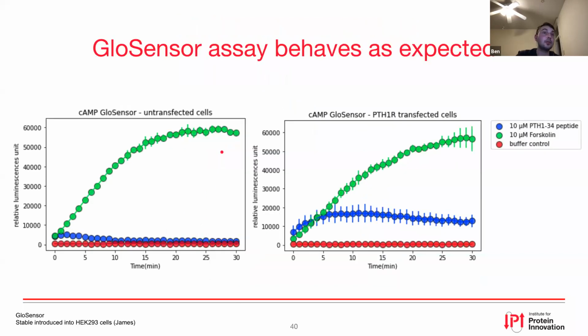So some controls. On the left side now, I show you untransfected cells that don't have a receptor, and on the right, transfected cells that carry the PTH1R receptor. In green is a positive control. It is forskolin. Forskolin is a direct activator of adenylate cyclase. So it just measures if our glow sensor is active and detects the increase in cyclic AMP when adenylate cyclase is activated. And we expect it to be the case in both cell lines, and that is the case, shown in this green line. In the negative control, the buffer, there's no change in either the untransfected or the transfected cells. And then the natural peptide ligand PTH 1-34, if I add it to the untransfected cells, no change as expected. But if I add it to the transfected cells, there's a significant increase in signal.